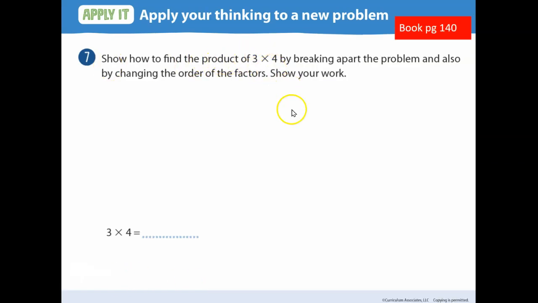Show how to find the product of 3 times 4 by breaking apart the problem and also by changing the order of the factors. Oh, I hate when they do this. Okay. So I have 3 times 4, right? How many rows are there? 3. And how many in each row? 4. Try to put some space in between them. Now, when they say to break apart, they mean this. This is one array, and this is another one.